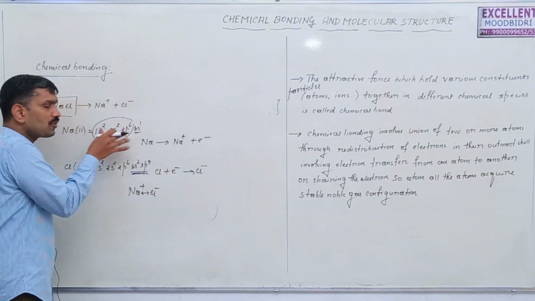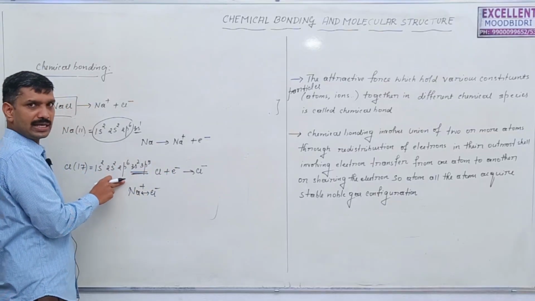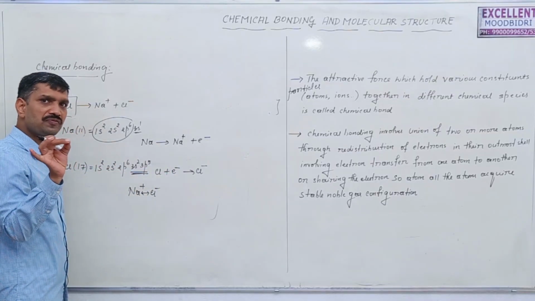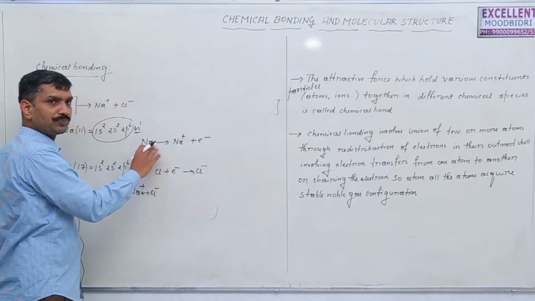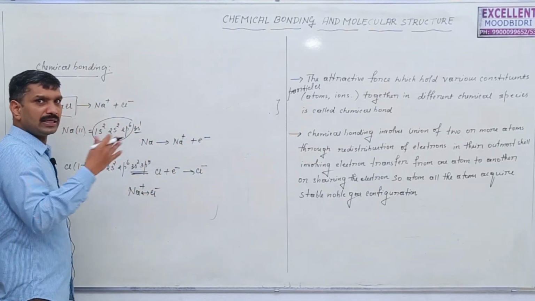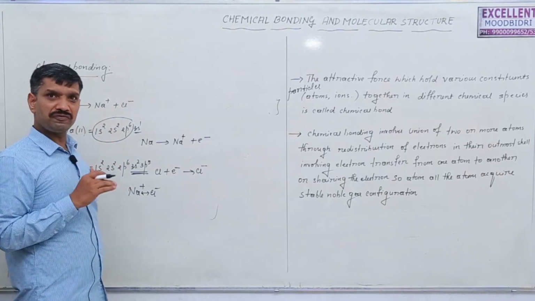Here redistribution of electrons takes place, meaning one electron is lost, and here one electron is gained. That is, the redistribution of electrons takes place in the outermost shell, either by losing the electron, by transferring the electron, or by gaining the electron. Sometimes sharing of electrons also takes place.